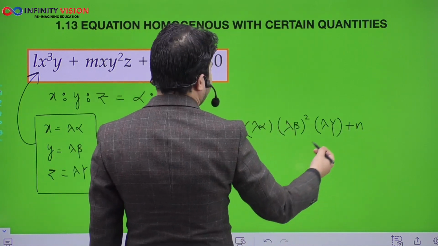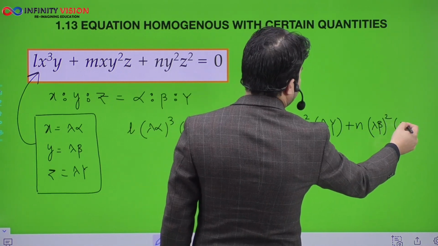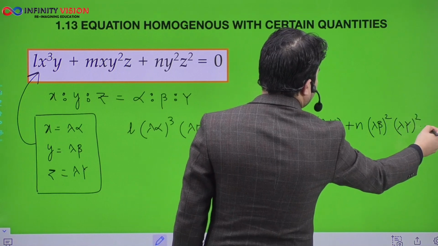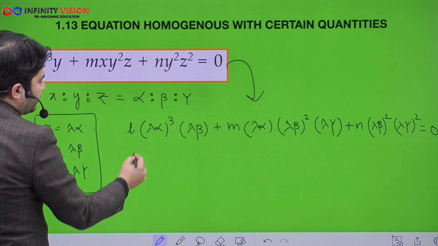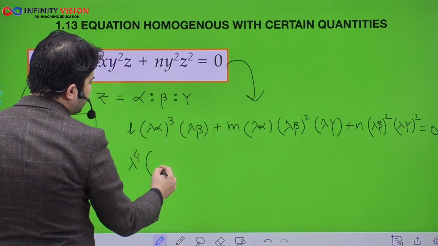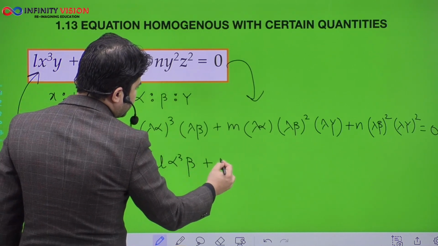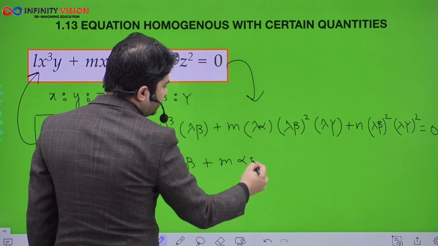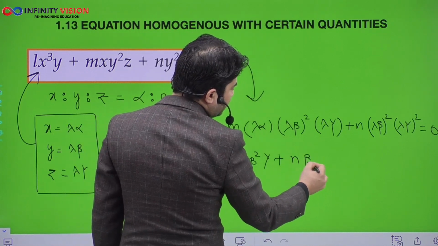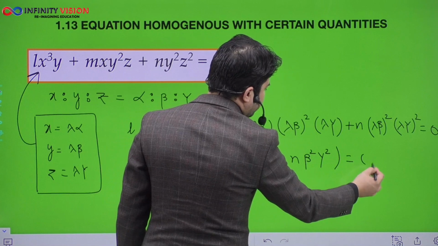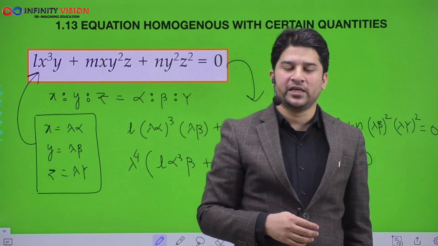and n into y can be written as lambda beta square and z square can be written as lambda gamma square. The whole equation can be broken into this, and lambda to the power 4 would be common, and you will be left with L into alpha cube beta plus m into alpha beta square gamma plus n into beta square gamma square equals 0. So this approach will really help you in solving many of the problems which we'll be seeing in our problem exercise.